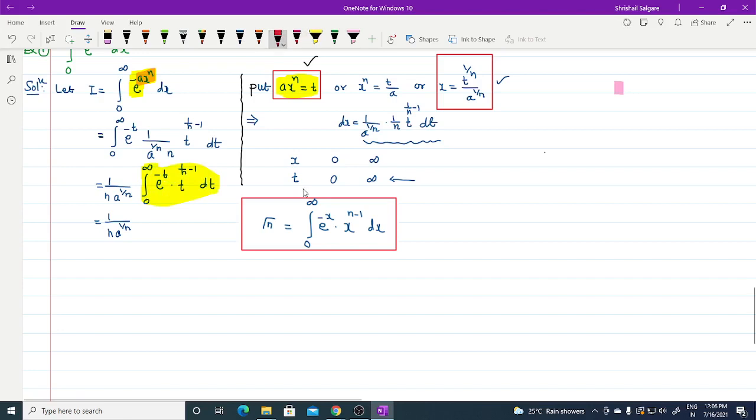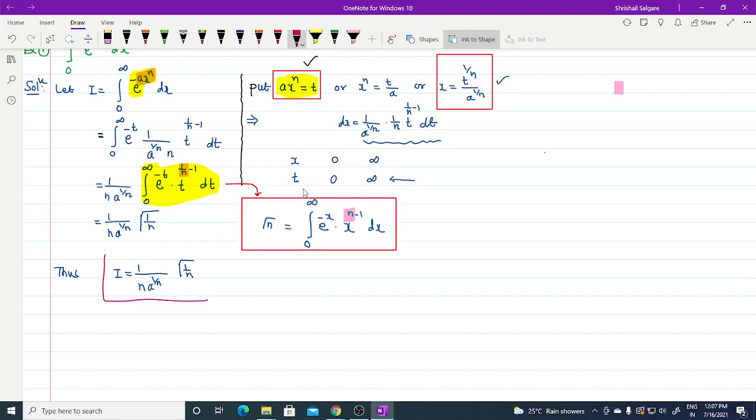You can compare this definition with the gamma function. What is the answer? So that's why this integral defines gamma of 1 by n. So that is your final answer. Particular values are given, further you can simplify it. So thus the integral I is given by 1 upon n into a raised to 1 by n into gamma of 1 by n. So that you may consider as the final answer.